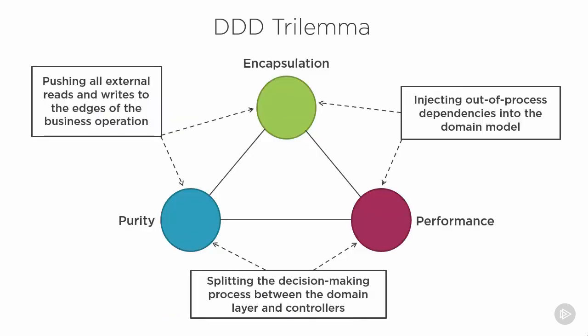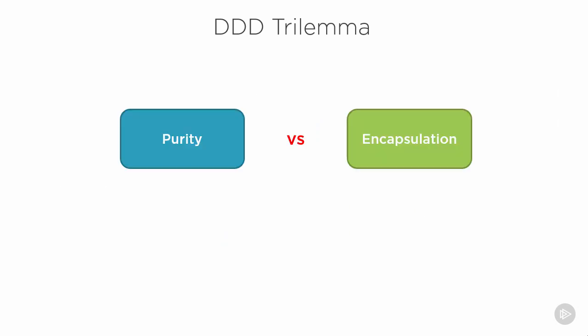So, which approach to choose? If you can concede performance, then you should definitely choose the first approach. This will give you both encapsulation and purity. If performance degradation is too large or simply not something you can give up, then the decision comes down to the choice between domain model encapsulation and purity, injecting out-of-process dependencies into the domain layer or splitting the decision-making process between the domain layer and controllers.